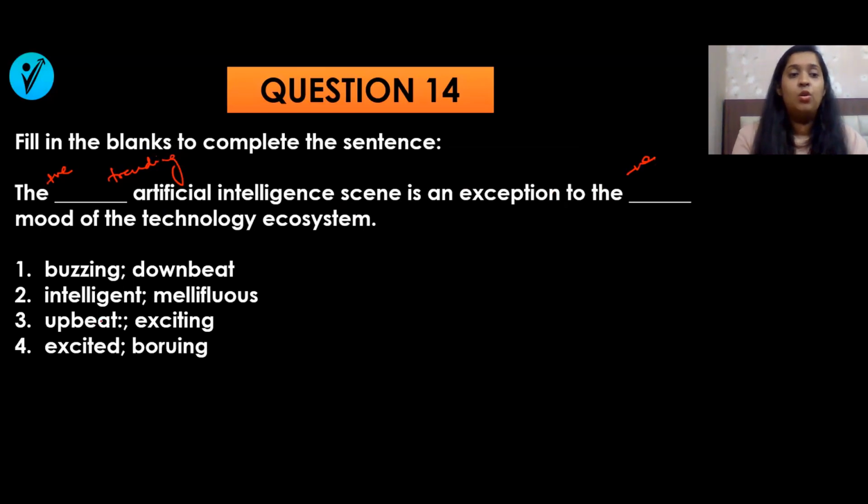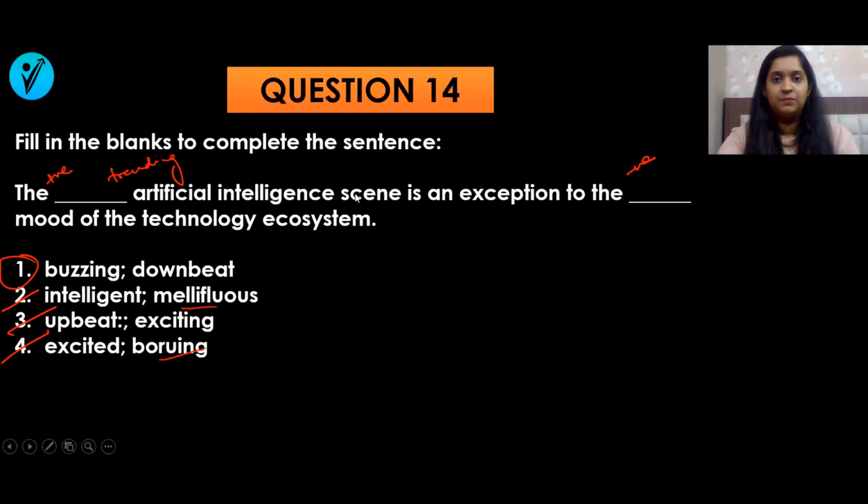Okay. So intelligent and mellifluous, upbeat and exciting. Exciting and boring does not make sense. Buzzing is the closest to trending. And another negative word would be downbeat for it. So option 2 and 4 I can eliminate very easily because these are not going over here. I should only be left with downbeat and exciting, but exciting is again a positive word and I'm expecting a negative word over here. So I will choose option 1, buzzing and downbeat.